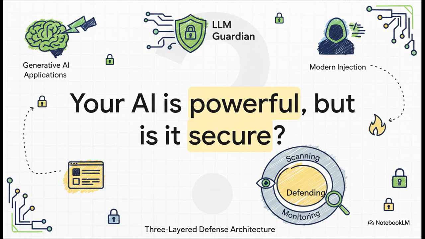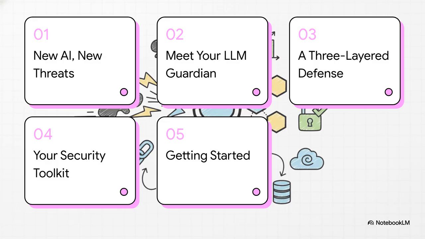You've poured all this time and energy into building a fantastic application powered by a large language model. But is it ready for the new kinds of threats out there? How are you actually protecting your AI from this new wave of exploits? So, here's what we're going to cover. First, we'll look at the unique security challenges LLMs bring to the table. Then, we'll introduce an open source solution called LLM Guardian. We're going to break down its three-layered defense system, check out the tools it gives you, and finally, show you exactly how to get started.